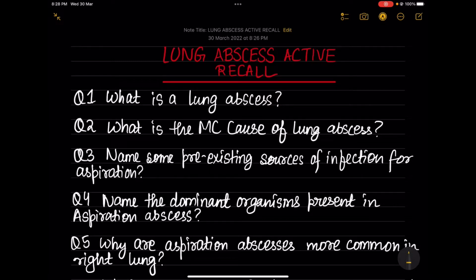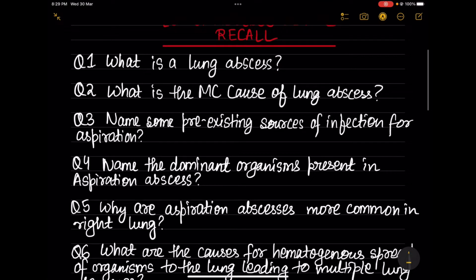Firstly, I will read out the questions. First question is, what is a lung abscess? So basically define lung abscess. Then what is the most common cause of lung abscess? Then name some pre-existing sources of infection for aspiration, because aspiration is one of the causes for lung abscess. Next is name the dominant organisms present in aspiration abscess. Why are aspiration abscesses more common in right lung?